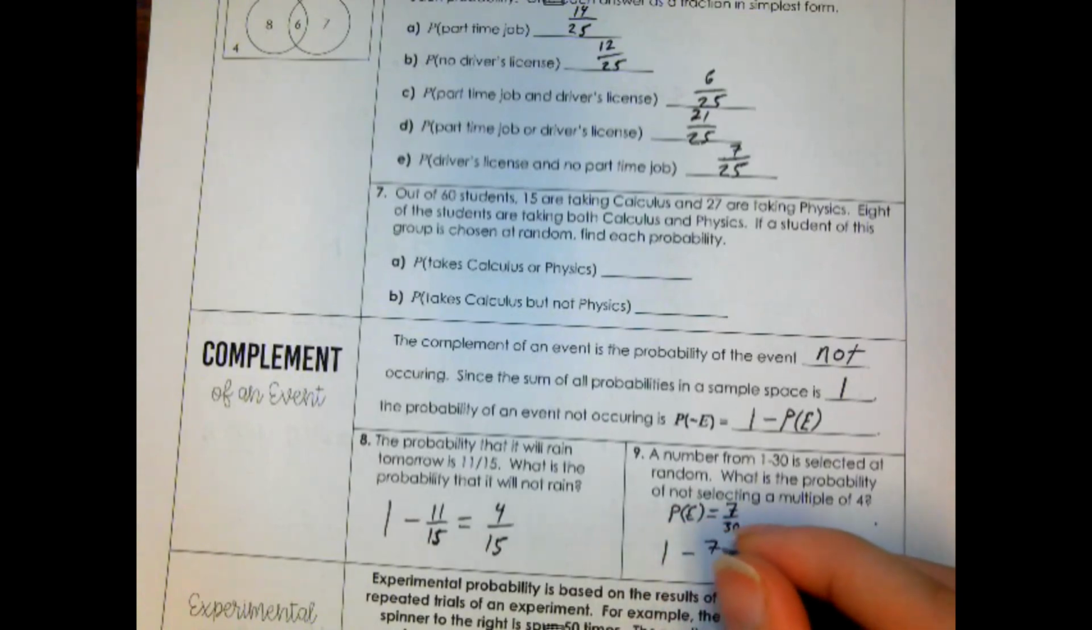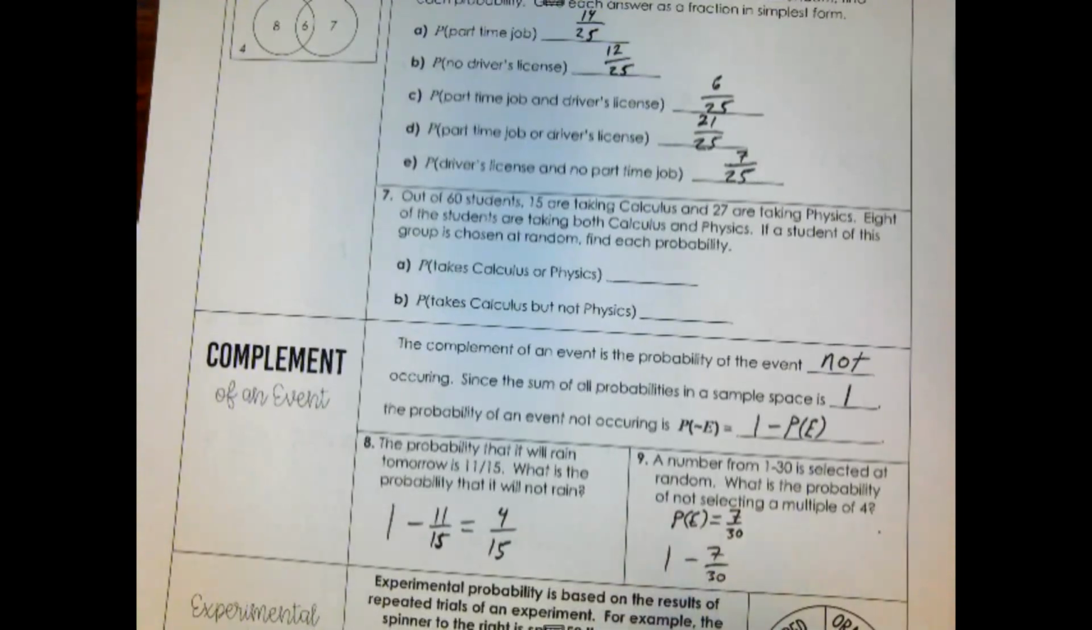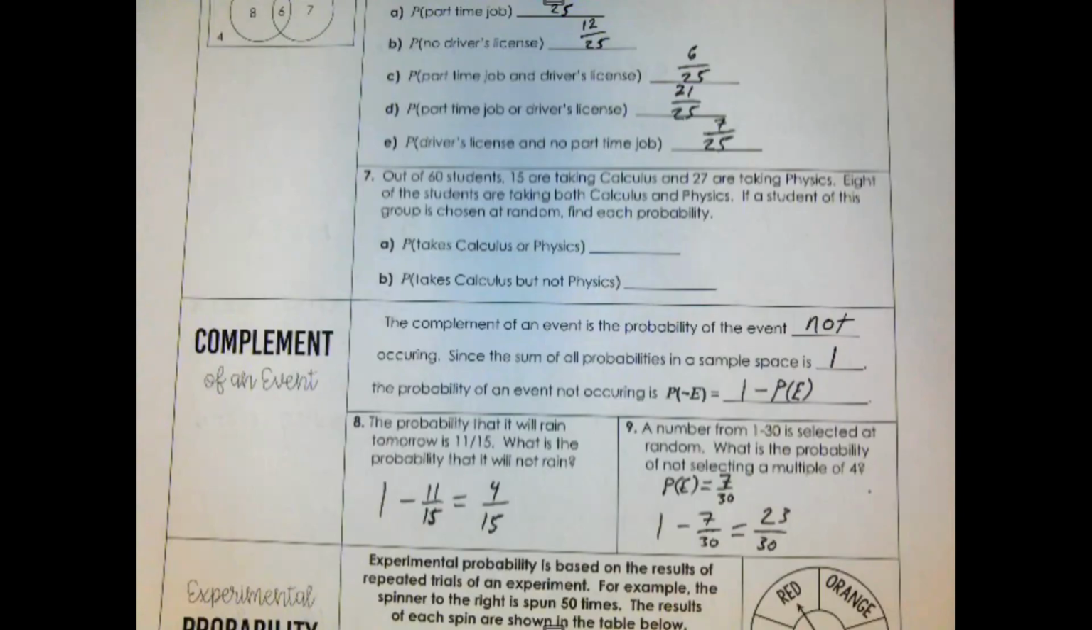1 minus 7/30ths. And again, we could think of this as 30 over 30. 30 minus 7 is 23. So the probability of not selecting a multiple of 4 is 23 out of 30.